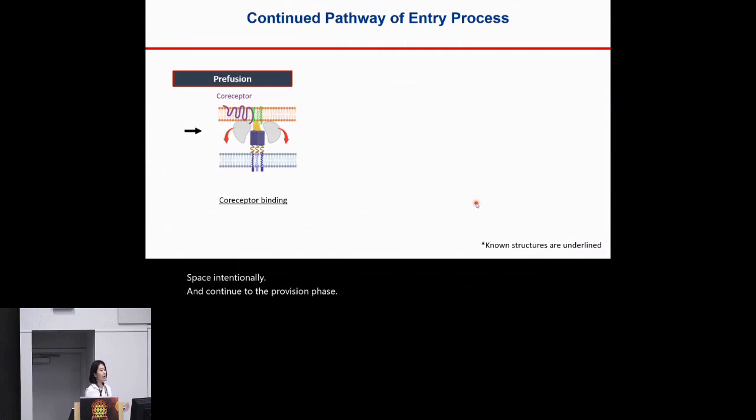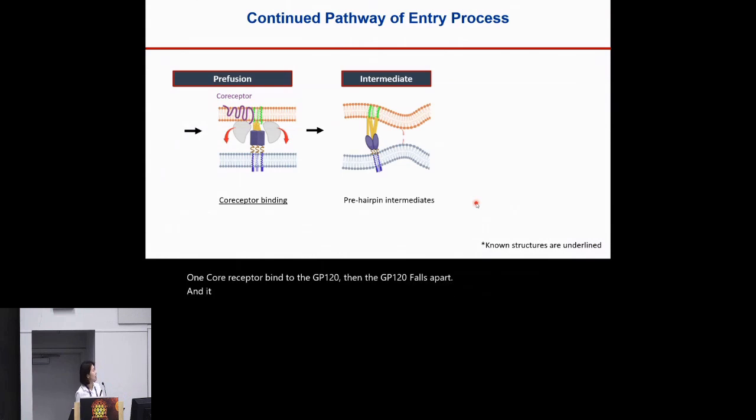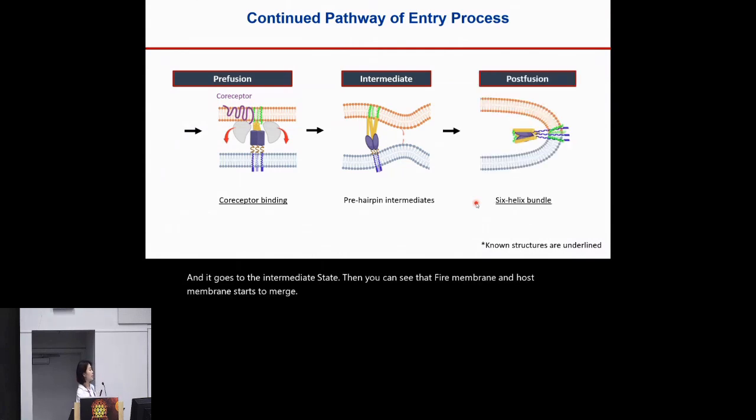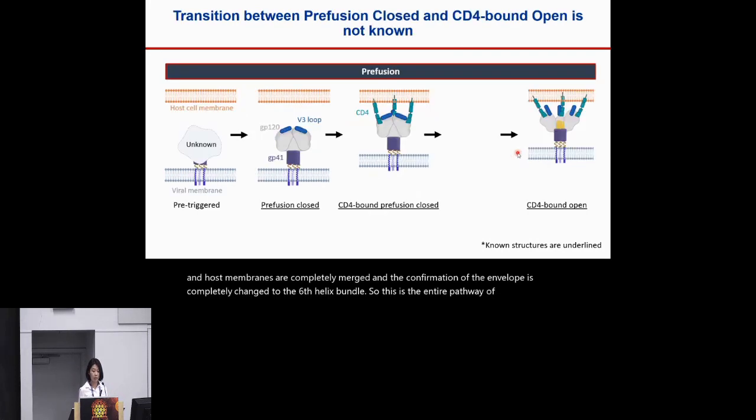Once the co-receptor binds to the GP120, the GP120 falls apart and it goes to the intermediate state. Then you can see that the viral membrane and host membrane start to merge. The last stage of the conformational change is the post-fusion, where the viral membrane and host membrane are completely merged, and the conformation of the envelope is completely changed to the 6-helix bundle. So this is the entire pathway of the entry process of the HIV-1 envelope.